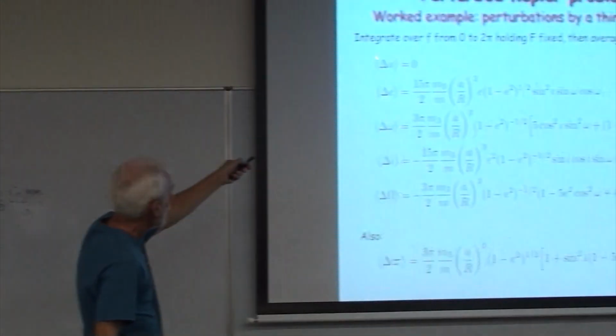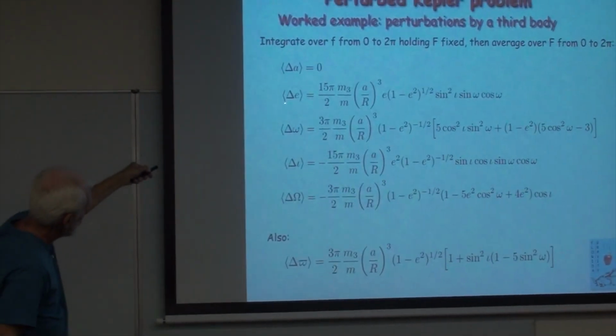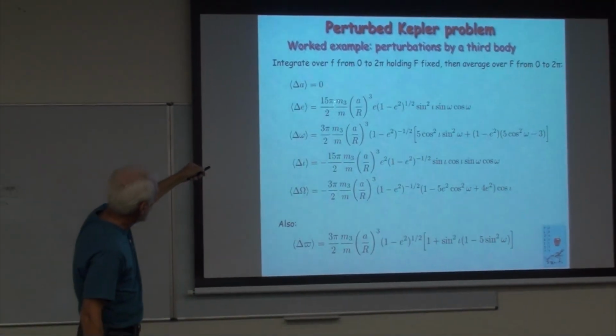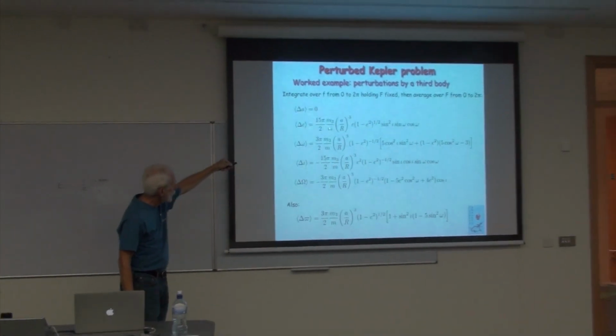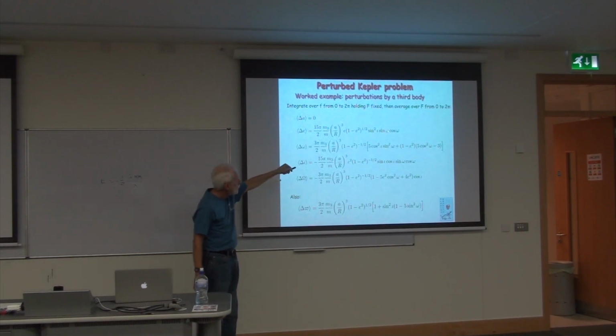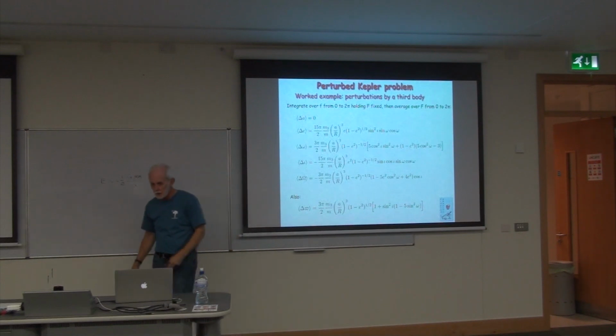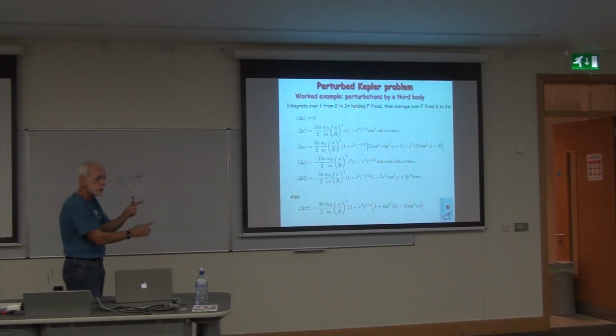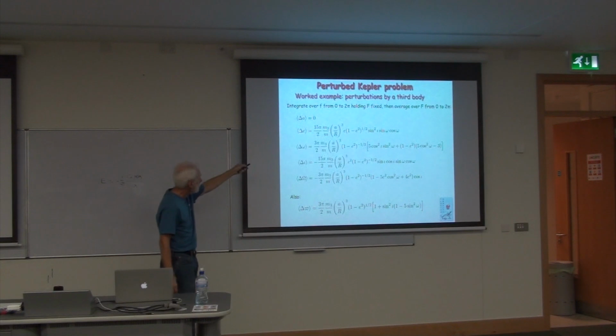So A doesn't change. But the eccentricity changes. It changes in a rather complicated way. It depends on the mass of the third body relative to the mass of the inner system. It depends on A over R cubed. That's no surprise, since we expanded the powers of 1 over R up to 1 over R cubed. Depends on the eccentricity. Depends on the inclination. If the inclination were 0, E would not change. Then it depends on the periastron angle, pericenter angle. So depending on what that angle is, E will change.